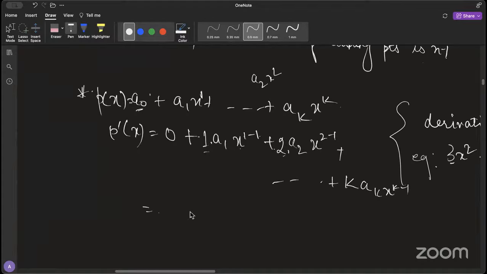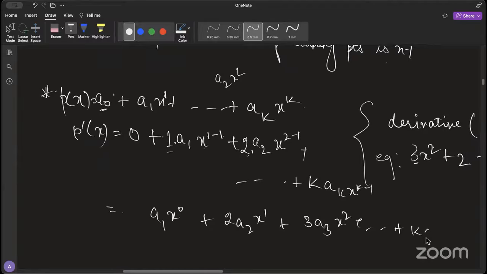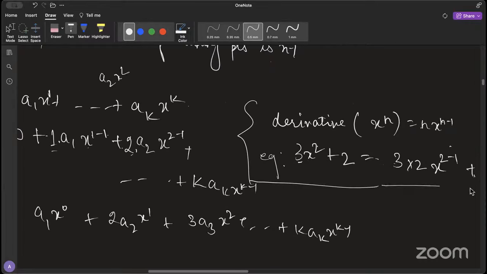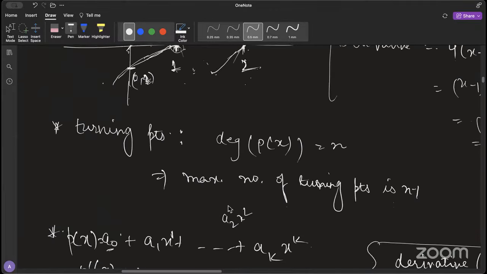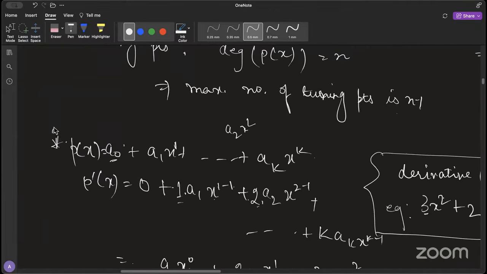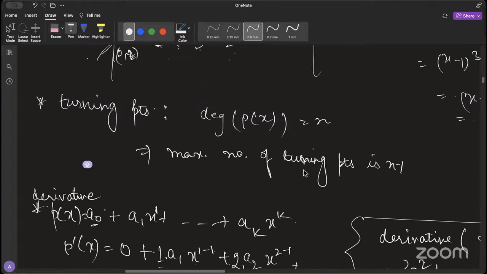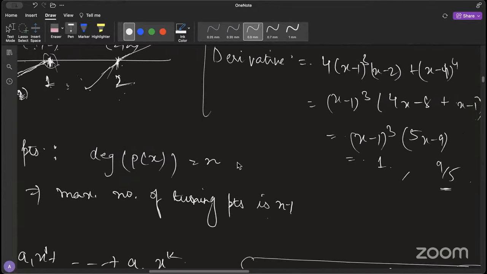This becomes a1 x to the power 0 plus 2a2 x to the power 1 plus 3a3 x to the power 2, and it goes on like this: k ak x to the power k minus 1. Is this okay? Yes. So we have found, and there's one more rule.